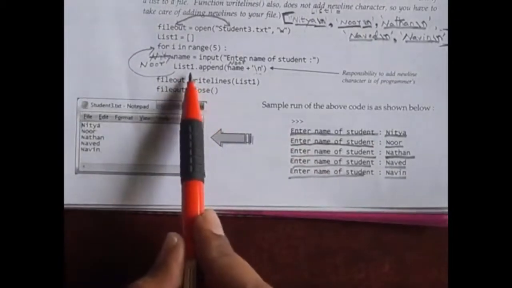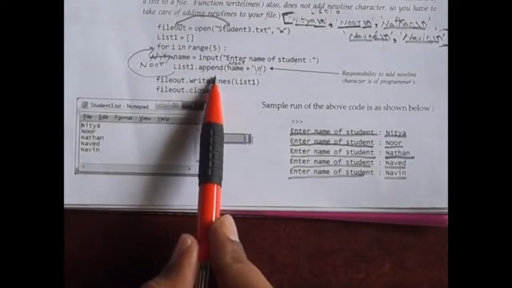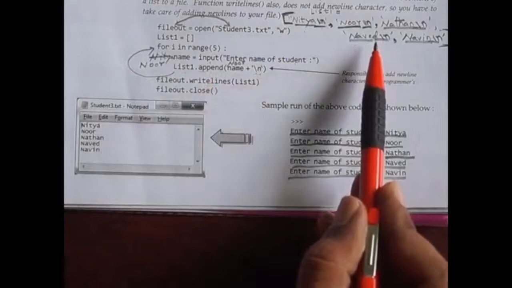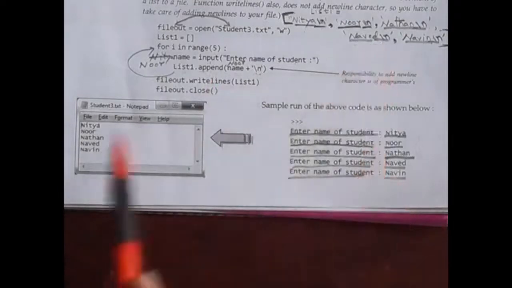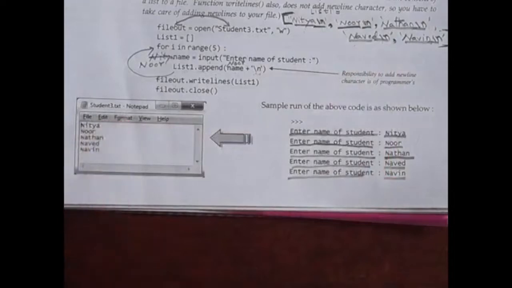Okay, so also in the list we are using append concept. Okay, fine. So using the list, we are writing all these things in the student3.txt. That's all. Okay, so what I thought you understand, I think so. Hope you understand. Thank you very much.